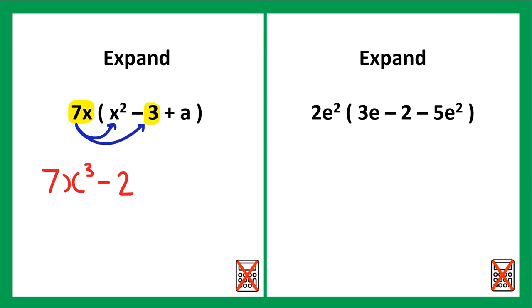That would be 21x. And this time we have 3 terms inside the bracket, so we'll need to multiply 7x by a also, separated by a plus. That will leave us with 7ax.